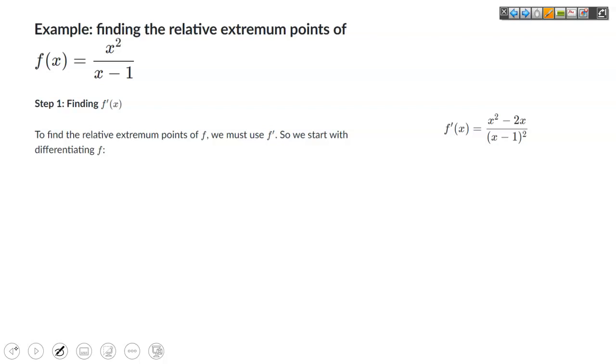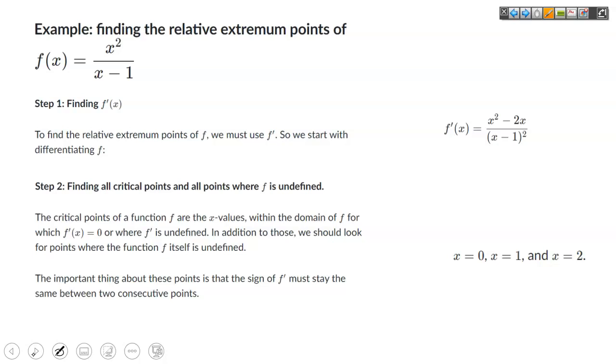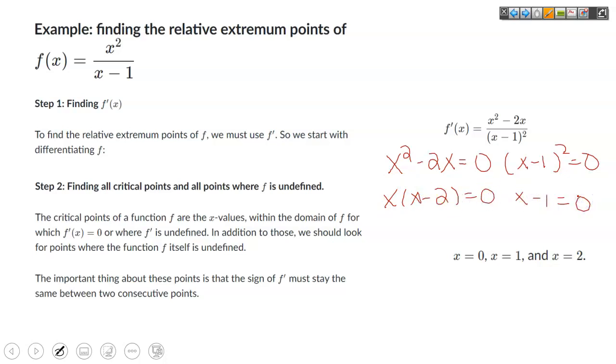To find your critical points, you set the derivative equal to 0. So you set the numerator equal to 0, because that's where the derivative will equal 0. And then you also set the denominator equal to 0, because that's where the derivative will not exist. We end up with 3 critical points: 0, 1, and 2.